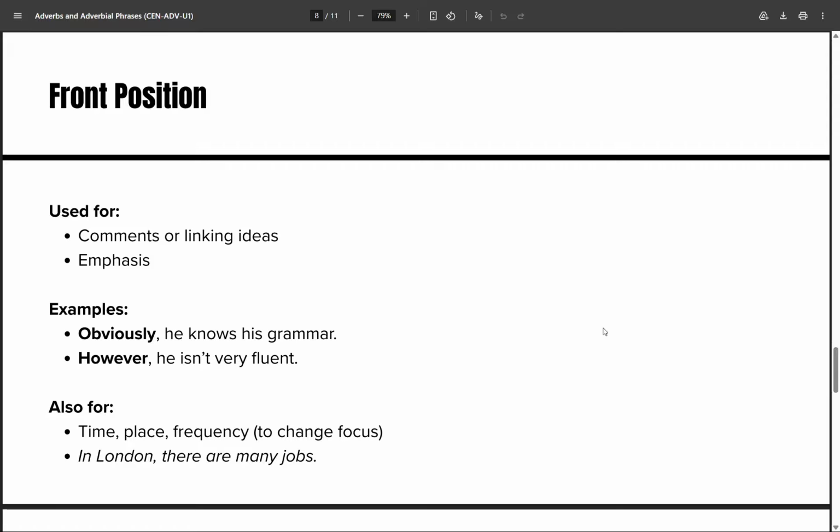And as for the front position, everyone, it's used for comments, linking ideas, and emphasis. Examples: obviously, he knows his grammar. However, he isn't very fluid. And also, we use the front position for time, place, and frequency to change focus. For example, in London, there are many jobs. I can say there are many jobs in London, but if I put in London at the beginning, it's going to change the focus of the sentence as well.